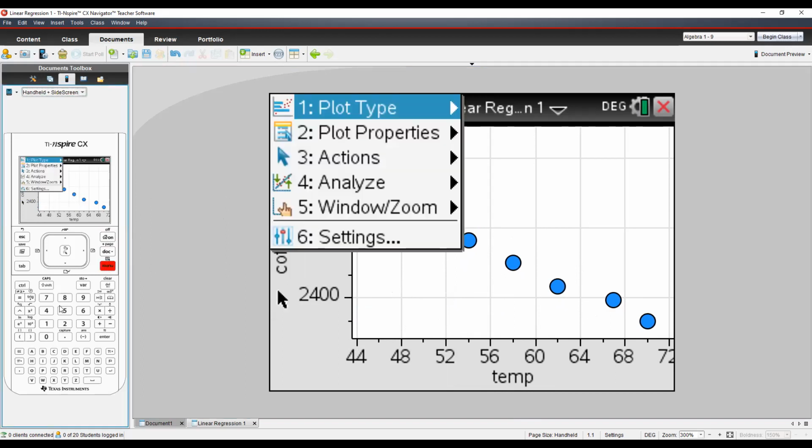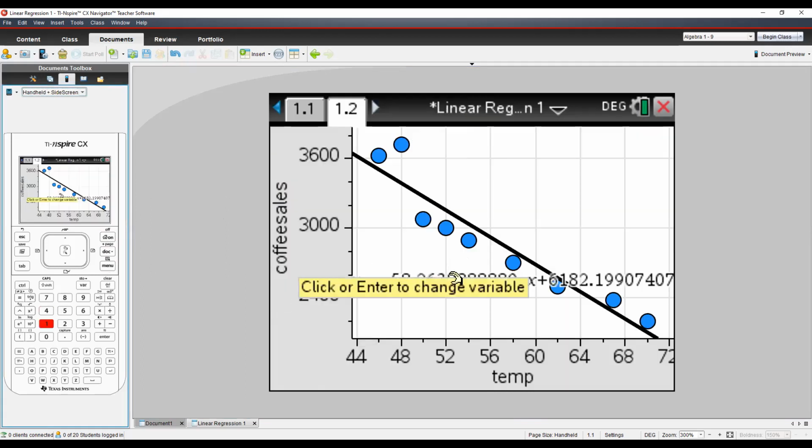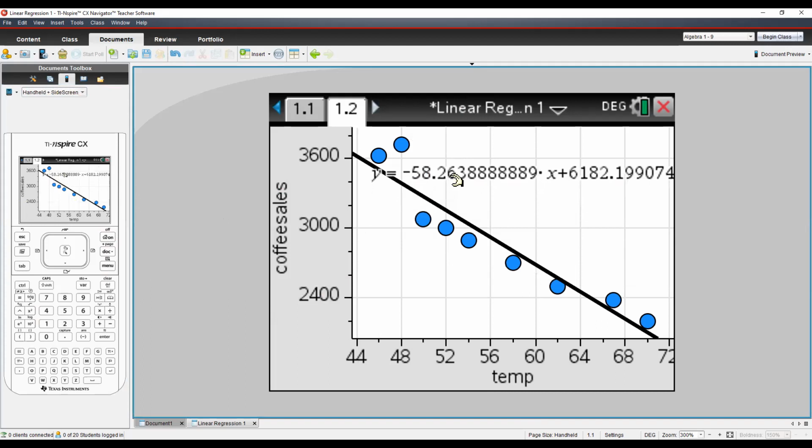So you would go menu 4, 6, 1. And here is the equation right here. Y equals negative 58.26, and so on, X plus 6182.19. Now, they want us to round this to the nearest integer. So that's what we have to do. Once we round it to the nearest integer, that's the equation. One other thing, they want us to put this as a function. They want f of t, not y equals x. They want it as f of t. So I'm going to show you that as well.